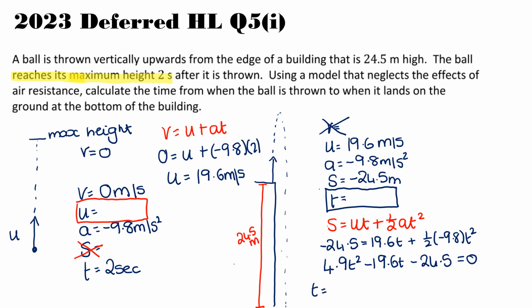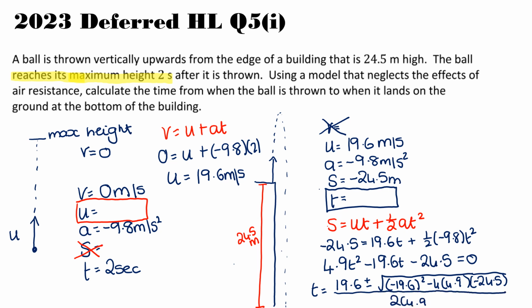So using minus b, we have minus b, so 19.6, plus or minus the square root of b squared minus 4ac, and that all goes over 2a.